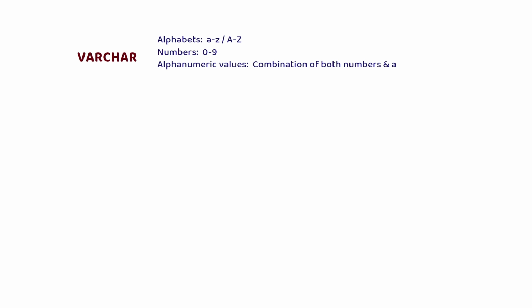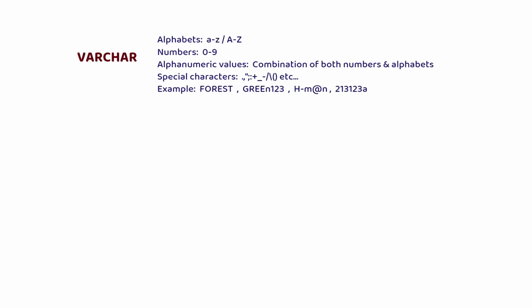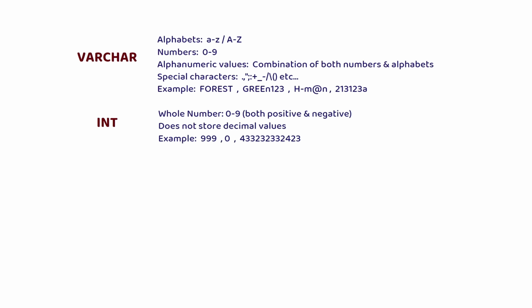Varchar. It stands for variable character. If a column is associated to varchar data type, then the values that this column can store are alphabets, numbers, alphanumeric values, as well as special characters. Int. Int stands for integer. As the name suggests, only integer values or whole numbers are allowed in int column.